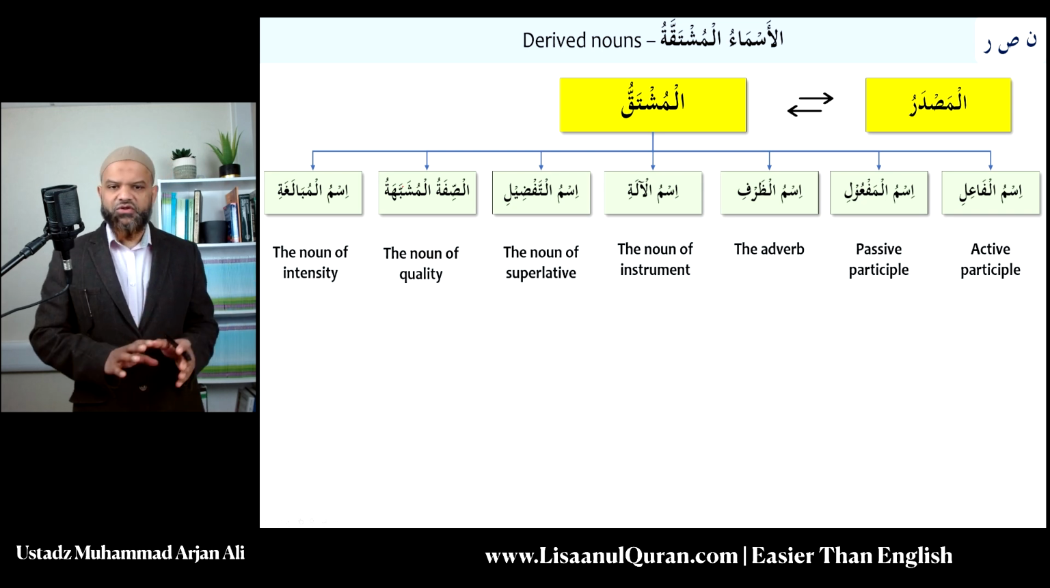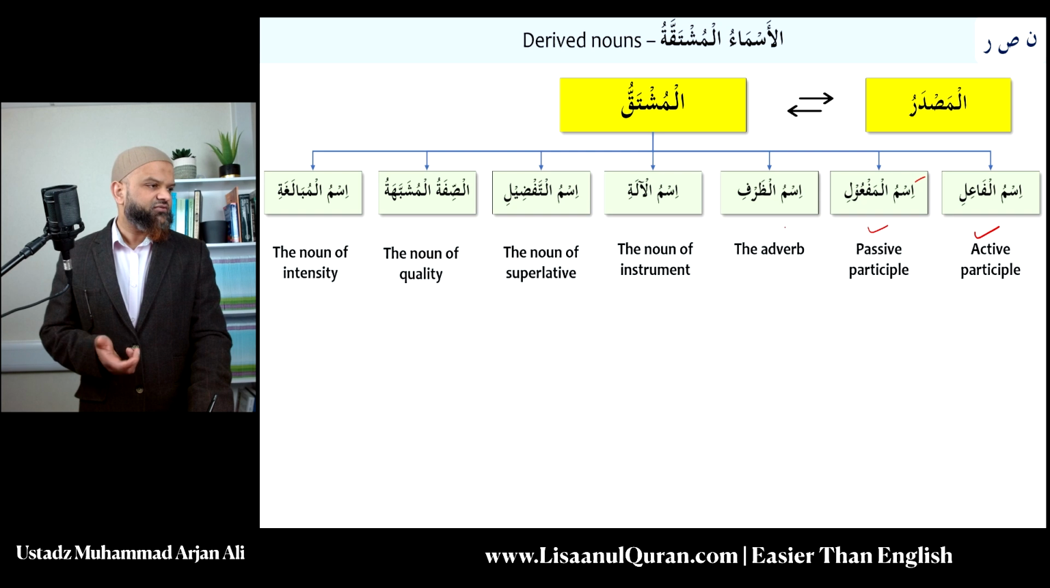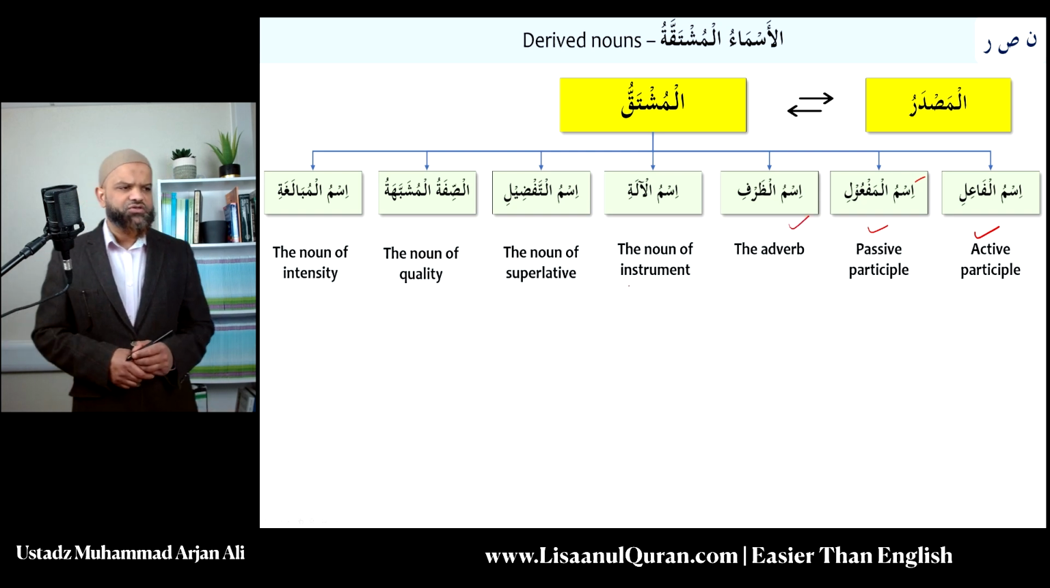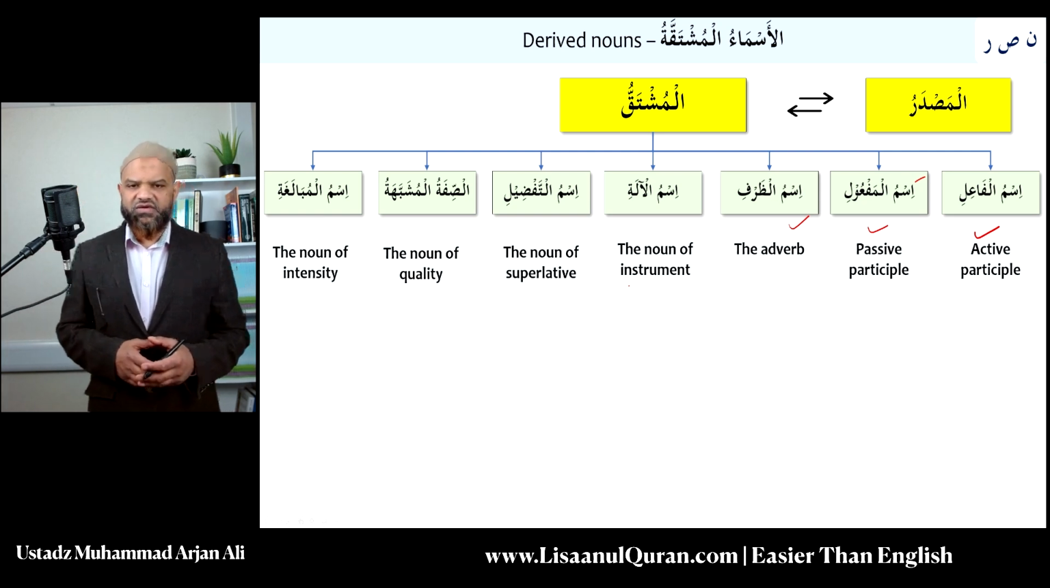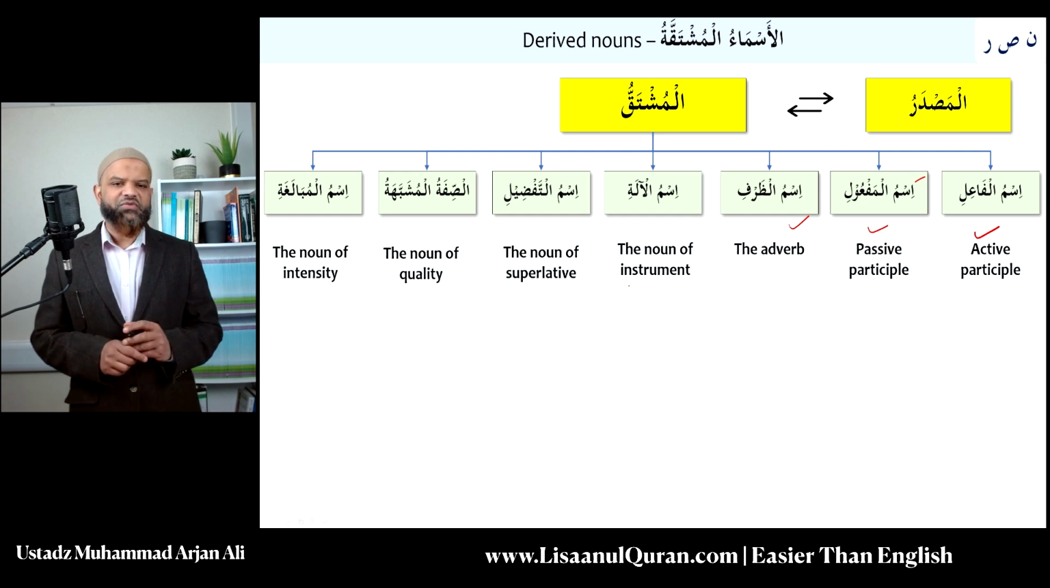And I've given you them on the screen. In this lesson, we're going to look at the active participle and the passive participle. Please don't worry about these names at all. Relax for now, inshallah. And the adverb, called a noun of time or place, ismul dharf, we will look at that also. And there are others: the noun of instrument, the noun of superlative, the noun of quality, and the noun of intensity. All of this sounds quite daunting, but believe me, it's beautiful when you actually begin to understand it.